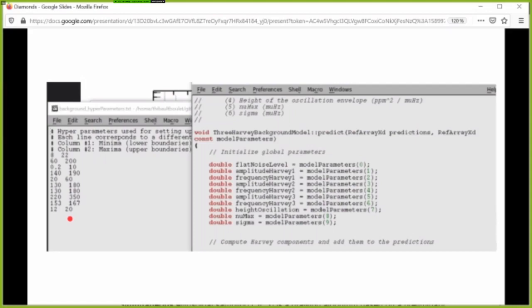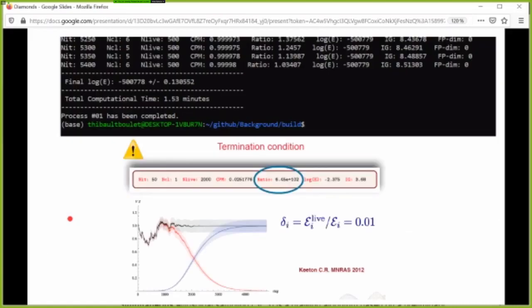Okay, so here you see the end of the computation. As you can see, it can be very fast if you know what you're doing and your priors are good. And what I want to stress here is the ratio. I will just give a little bit more insight about it.